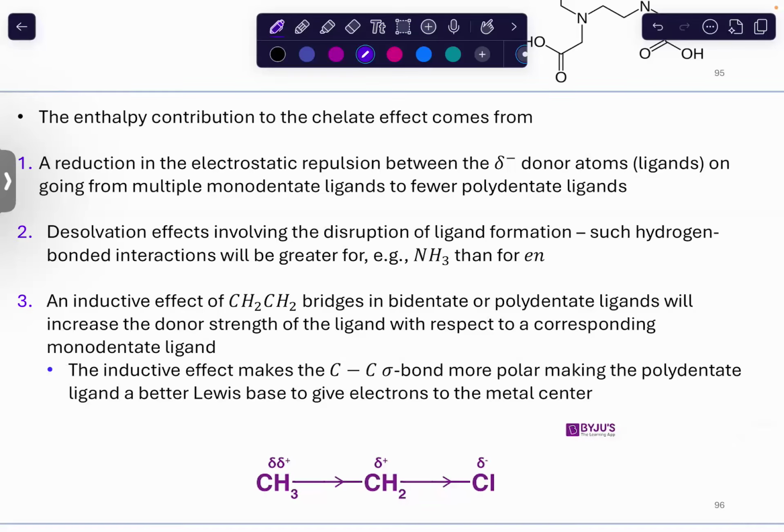Enthalpy contribution to the chelate effect. Let's see, reduction in electrostatic repulsion between delta negative donor atoms. So again, you get rid of those amines. You're getting rid of a lot of electron repulsion by having a polydentate ligand. I think it's supposed to be 'such as.' Yeah, probably.